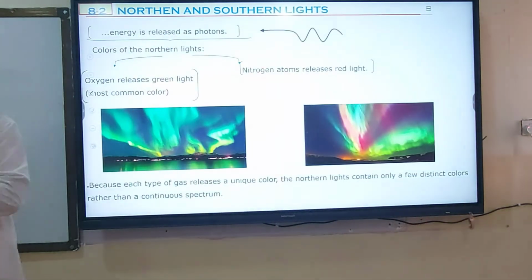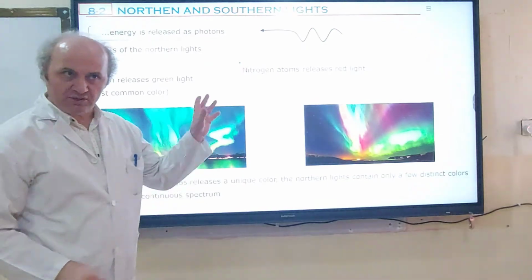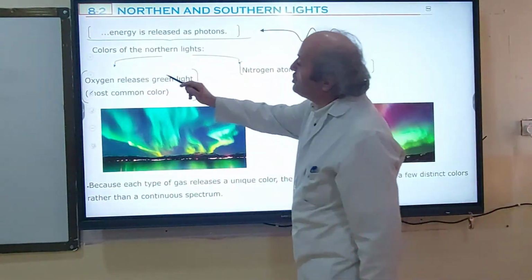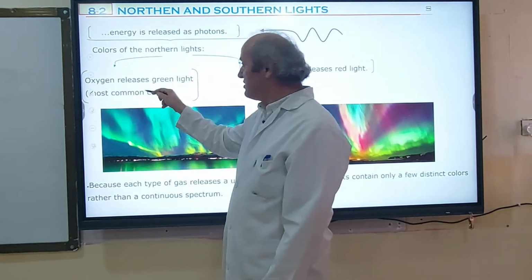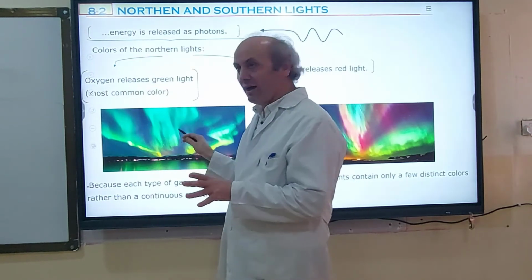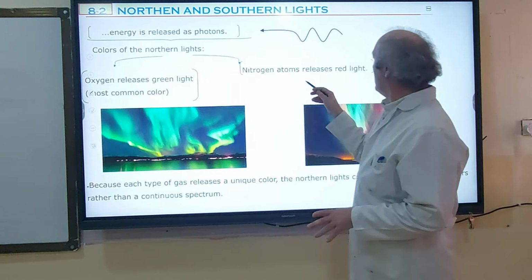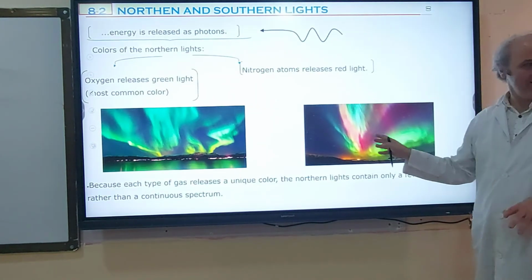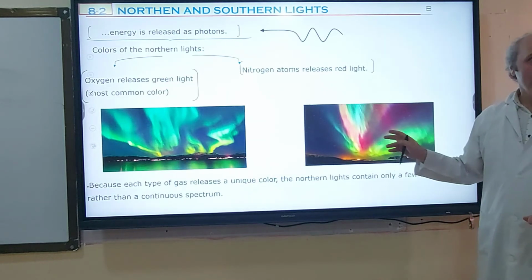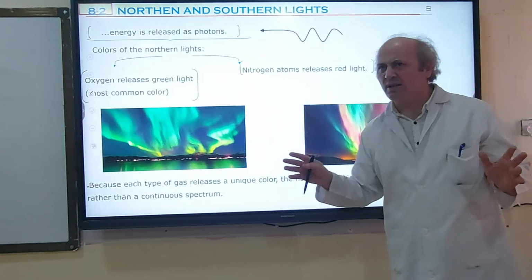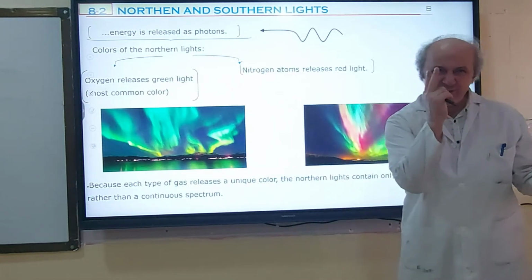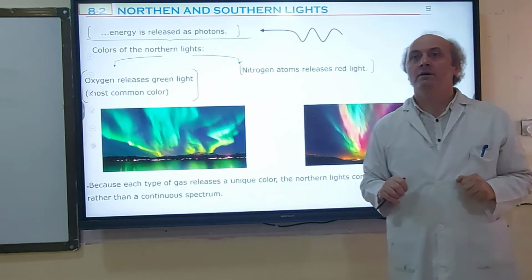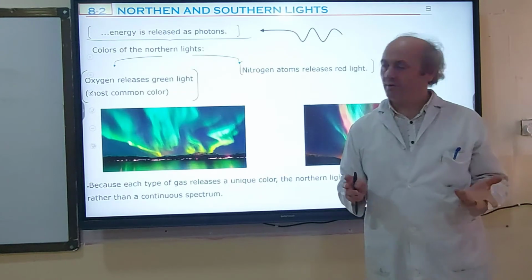Two colors are dominant in these auroras. Oxygen releases green light, which is the most common color. Nitrogen releases red light. Sometimes you can see that red as well, like this. It's not continuous, not like a rainbow. It just consists of two distinct colors, because there are two dominant atoms in the atmosphere of the Earth.